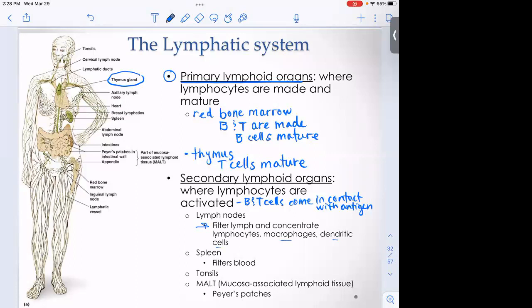Other secondary lymphoid organs, the spleen. The function of the spleen is to filter the blood. So the lymph nodes filter the lymph and the spleen filters blood. And like I said, it's most likely going to notice larger antigens, ones that are all clumped together. We can survive fine without a spleen.